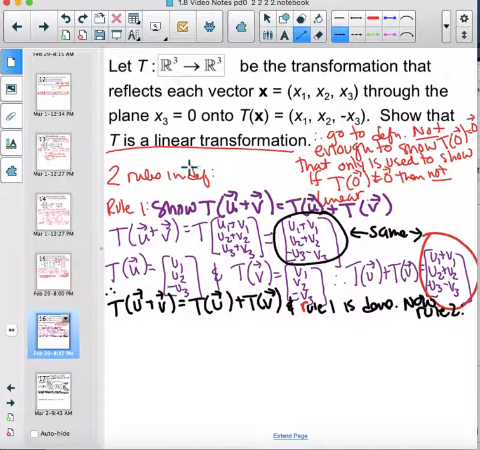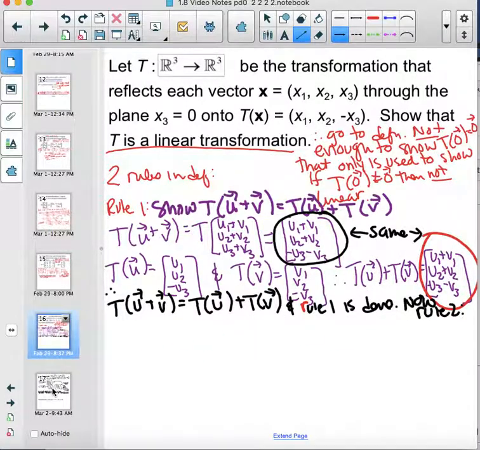So what's U plus V? U is U1, U2, U3. V is V1, V2, V3. So add U and V, you get U1 plus V1, and then U2 plus V2, and then U3 plus V3, and perform the transformation on it. So the first 2 elements, X1 and X2, stay the same, but the third one is reflected through that plane. You get the negatives. Now do T of U separately from T of V. So here's T of U, here's T of V, and now add them, and voila, we get the same thing. So rule 1 is done.